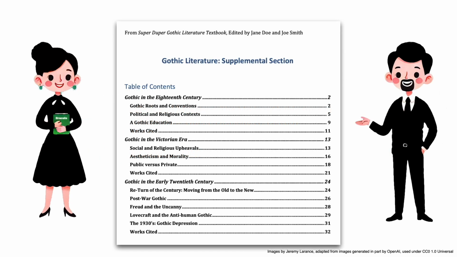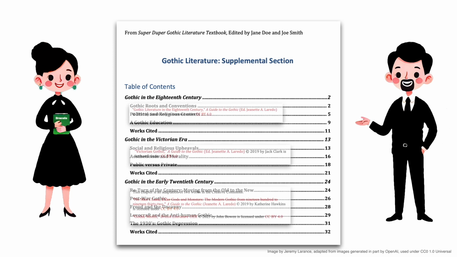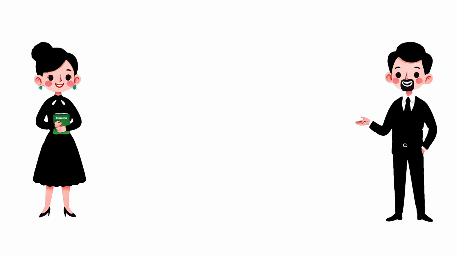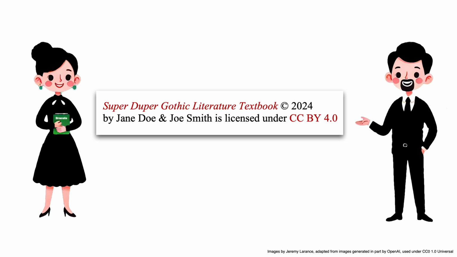Now, happy with the materials they have found, Jane and Joe put the two chapters and one remixed chapter into a collection of supplemental materials for their super duper Gothic literature textbook. And of course, they are careful to include the appropriate Creative Commons license at the end of each chapter, including hyperlinks, making it easy for their users to find the original materials and explanations about the licenses themselves. Finally, they create their own Creative Commons license to share their collection with others.